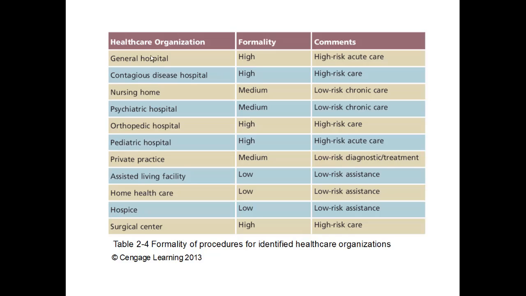For example, a general hospital should have a high level of formality because you're talking about a higher risk acute care center. That compared to a hospice organization, that would be a very low formality because there's a low risk in assistance. You're really focusing on making the patient comfortable before they pass away. So again, the kind of organization and the scope of their work will determine the kind of formality that is needed for proper care.